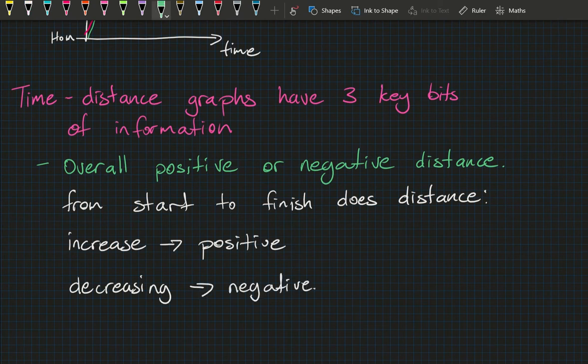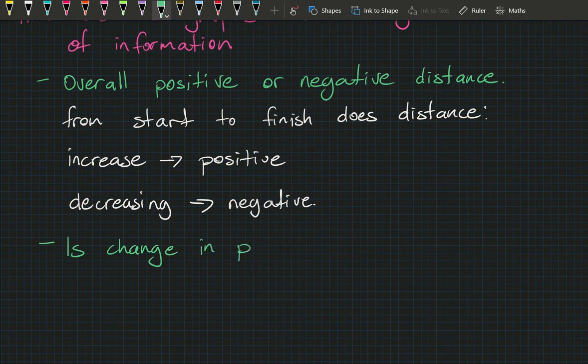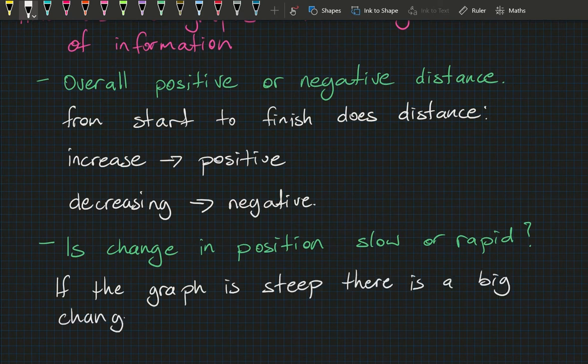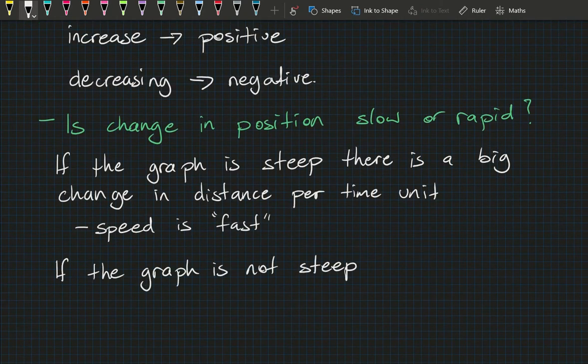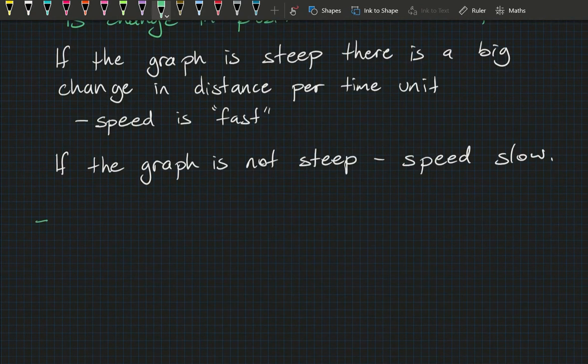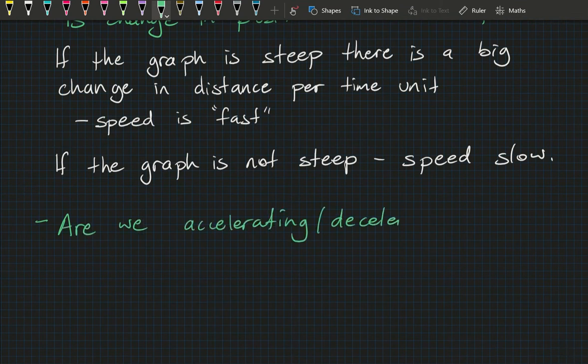Then we're going to focus on whether or not our change in position is slow or rapid. So if the graph is steep, there's a big change in distance per time unit, which means that the speed is fast. If the graph is not steep, then the speed is slow. And then finally, are we accelerating or decelerating?